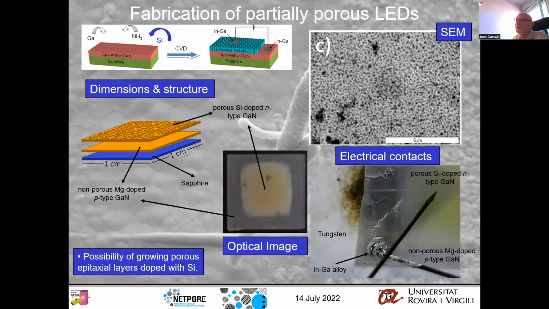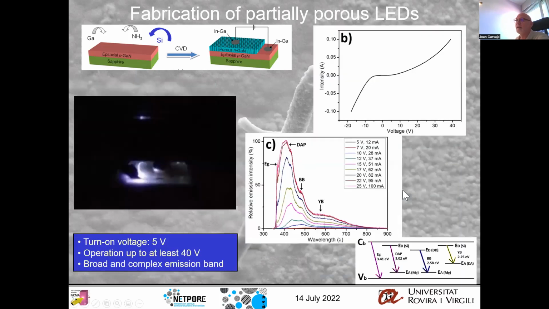Then to improve, this is what we are doing nowadays, to improve the performance of these LEDs, we need to increase the number of charge carriers that we have in the N-type porous layers. For that, we are trying to dope with silicon. Here are the results that we are obtaining. And here, what you can see is that when we have this porous silicon doped N-type gallium nitride grown on a non-porous substrate, here is the emission that we are obtaining.